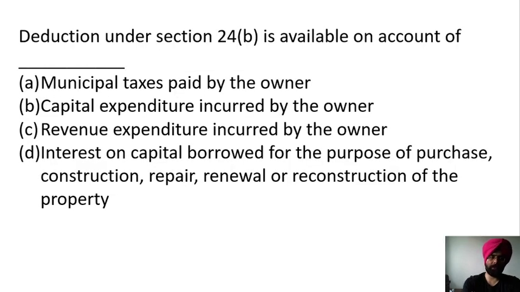Next question, deduction under section 24B of the income tax is available on account of municipal taxes paid by the owner, capital expenditure incurred by the owner, revenue expenditure incurred by the owner, interest on capital borrowed for the purpose of purchase, construction, repair, renewal, or reconstruction of the property. There are two important deductions under the head income from house property. One is under section 24 subclause A, another is section 24 subclause B.